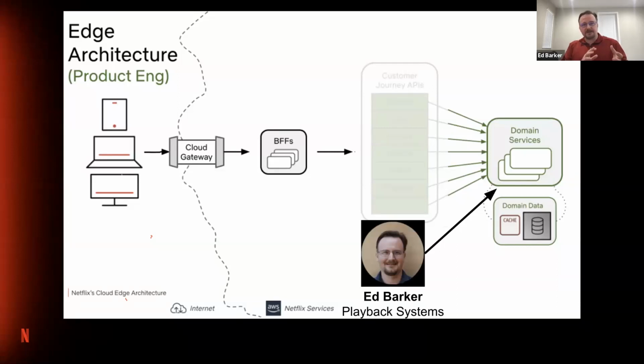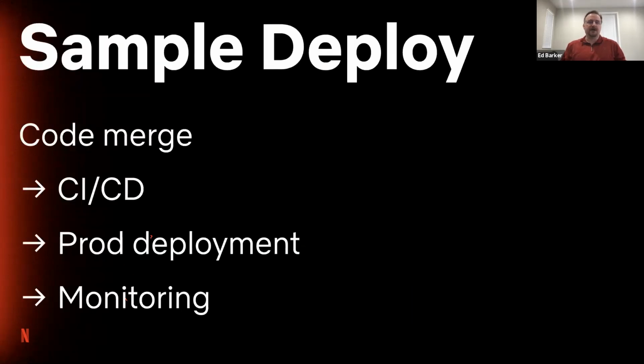Now, let's move from architecture to developer tooling. To do that, we're going to go through kind of a sample code deploy. We're going to do CI, CD, our prod deployment, and then we're going to monitor what we've put out to prod.